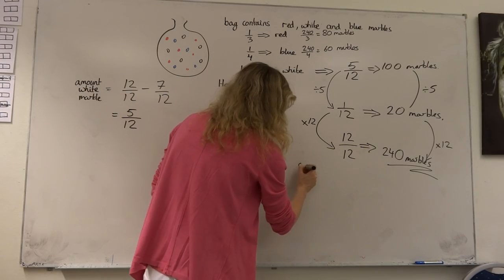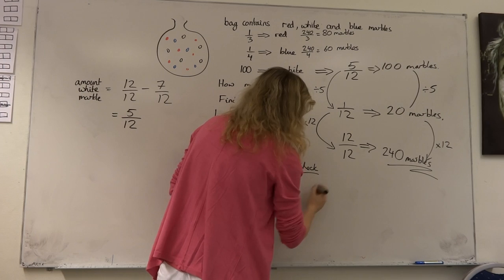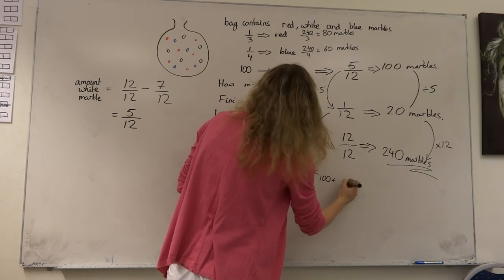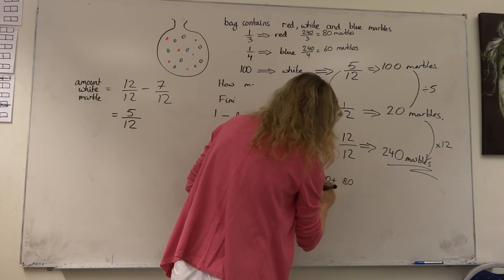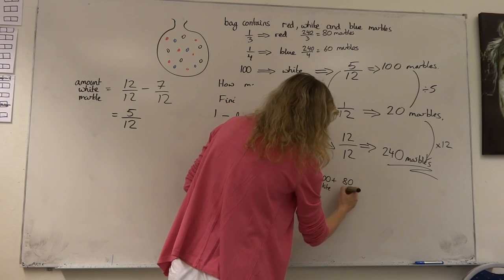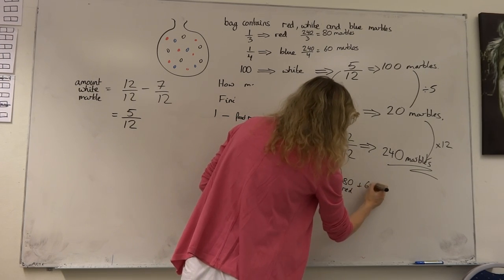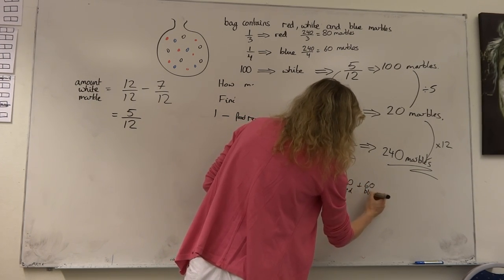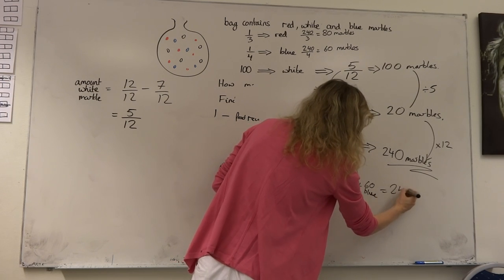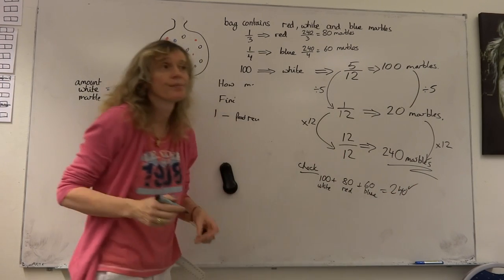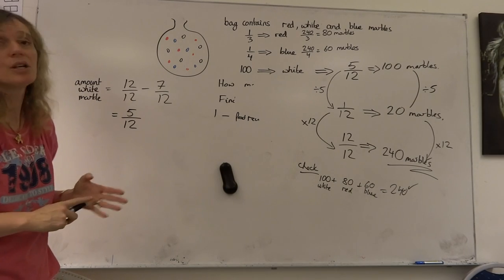So my check would be 100 white marbles plus 80 red plus 60 blue does equal 240. Yes. So here I've pretty much got everything.